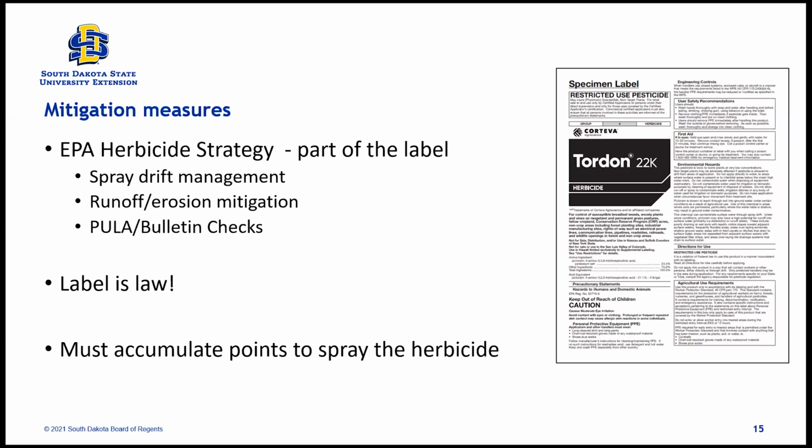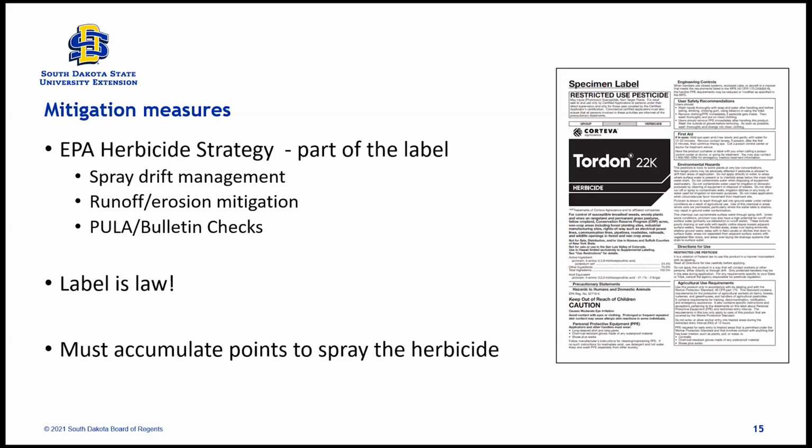So it's now a part of the label, right? Label's law. We have to follow everything on that label. What the EPA herbicide strategy is really doing is trying to minimize spray drift, runoff, and erosion, the Endangered Species Act. So it's basically just trying to better steward the land so our herbicides have less of a negative effect, which in my opinion is actually a really good thing.